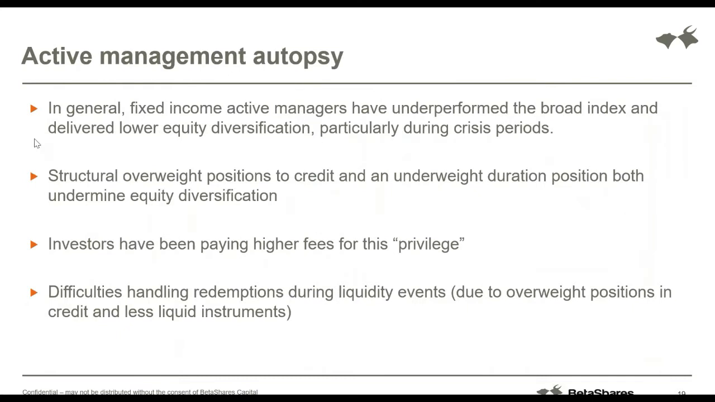So in general, fixed income active managers have underperformed the broad index and delivered lower equity diversification, particularly during stress episodes. Now, this is largely due to structural overweight positions to credit and often underweight positions to rate duration, which both undermine equity diversification. Now, the issue is at, say, a median management fee of 60 basis points, it seems investors have been paying for this privilege, quote unquote, of having more equity beta in what should be a defensive building block.